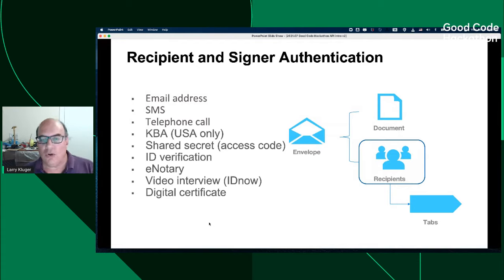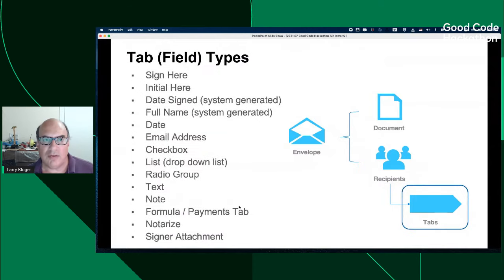We also have e-notary, where there's a notary public, and that's in various states within the United States. We also can do a video interview. That's a digital certificate that's issued on the spot by a company, ID Now, and they only do that after completing a video interview with the signer. And we can also make use of digital certificates obtained and presented in different ways. Okay, so this is signer authentication.